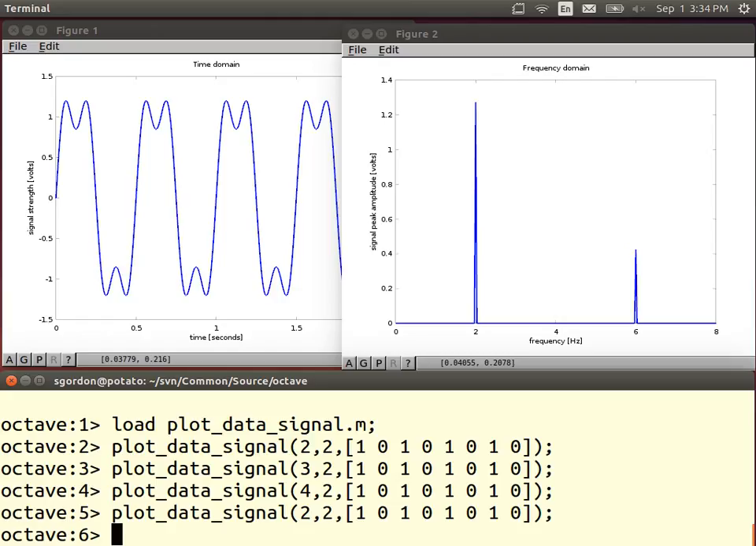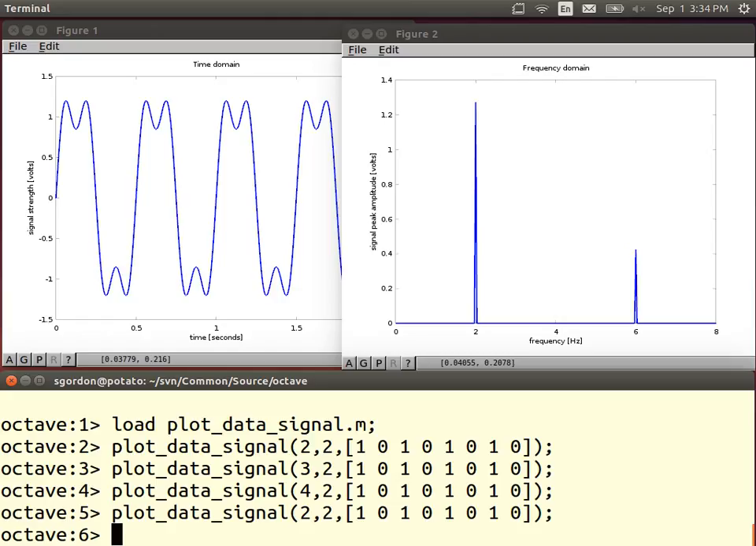If the frequency is 2 hertz, the period is 1/2 hertz, or half a second. From here, one cycle in half a second. Period is half a second. Bandwidth: 2 to 6 hertz is the spectrum, so the bandwidth is 4 hertz.